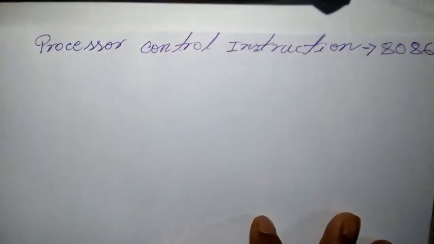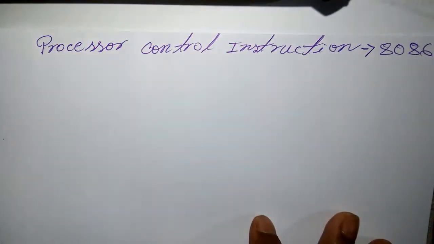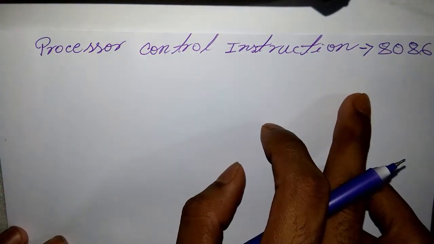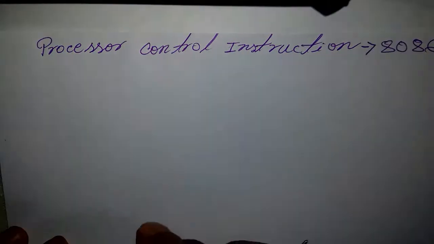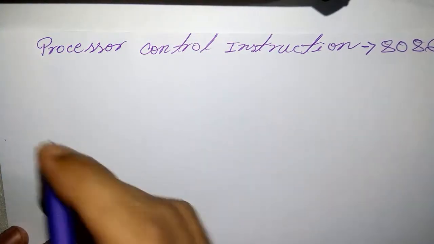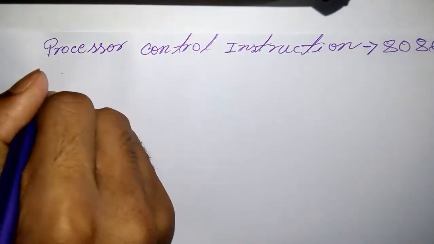Hello viewers, in this tutorial I discuss the processor control instructions of the 8086 microprocessor. These instructions are used to control the processor's action by setting and resetting the flag values. Here, the instructions used for controlling the processor in the 8086 microprocessor include STC.